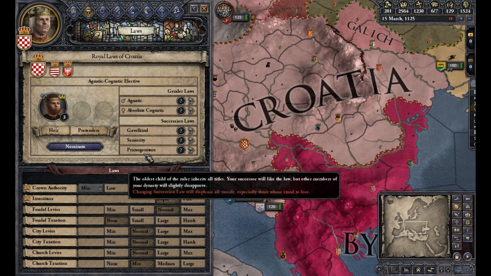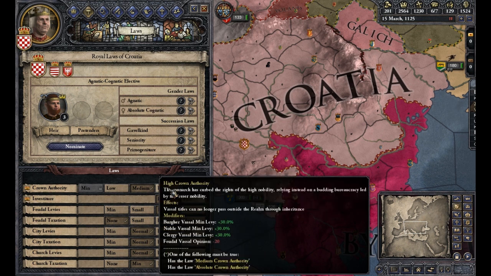The negative to primo is you have to have high crown authority, which puts more pressure and negative impact towards your vassals, because it's basically saying to all your vassals, hey, we don't care what any of you guys think, we don't care what any of you guys do, we don't care what kind of bloodlines you have, doesn't matter. Whoever in our dynasty is next gets it, period. We don't want to hear what you've got to say about it. So that's kind of the negative towards primo.